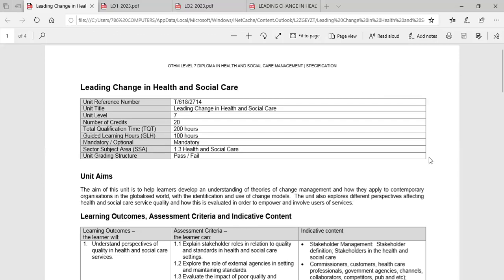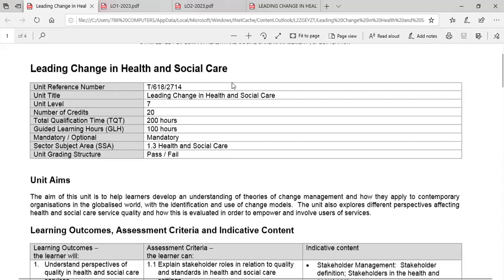Okay, in terms of the assignment, that's okay. So if I just open up this, okay, this is the assignment. So at any point in time, if you have any questions, please let me know. Yeah, so it's leading change in health and social care. Can you see my screen? Yes, I can see it just fine. Yeah, thank you. So it's leading change in health and social care.